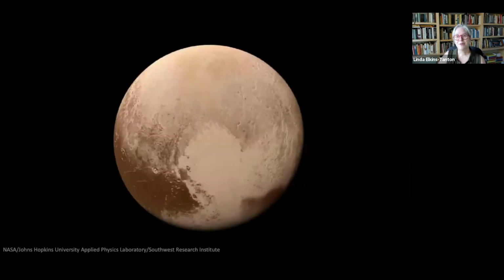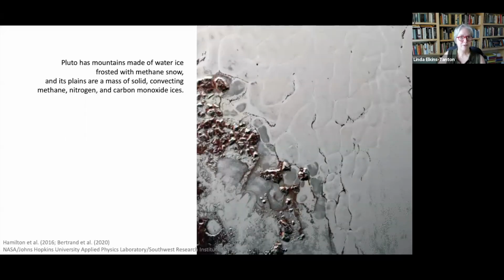So here is beautiful Pluto, still alive, that is still losing heat from its interior, heat that drives geologic processes on its surface. Such an amazing small world this is. Pluto has mountains that are made of water ice, which you see here in the red, covered with some organics, frosted with methane snow. And its plains are masses of solid but convecting, that is moving over time in plumes, methane, nitrogen, and carbon monoxide ices.